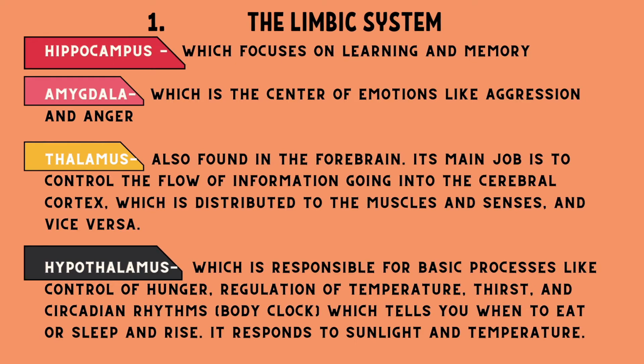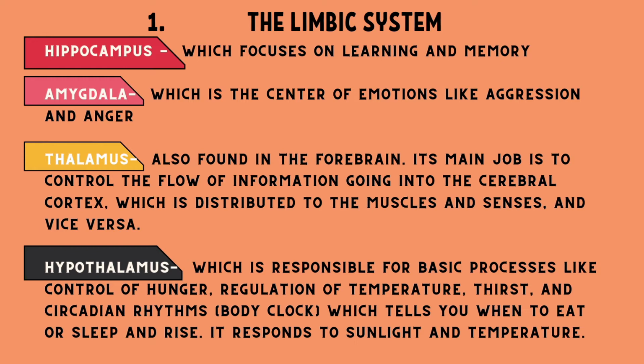The first part of the forebrain is the limbic system, which includes the hippocampus, amygdala, thalamus, and hypothalamus. First is the hippocampus. It is a small curved formation in the brain that plays an important role in the limbic system. The hippocampus is involved in the formation of new memories and is also associated with learning and emotions. Hippocampus focuses on learning and memory.